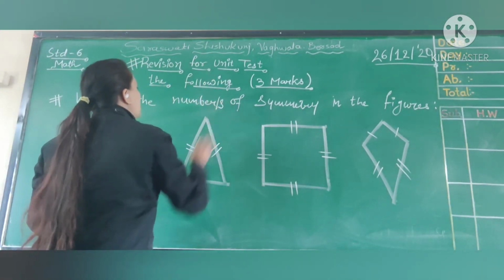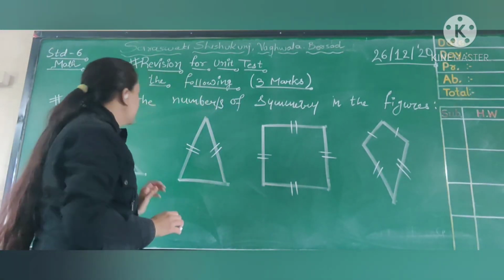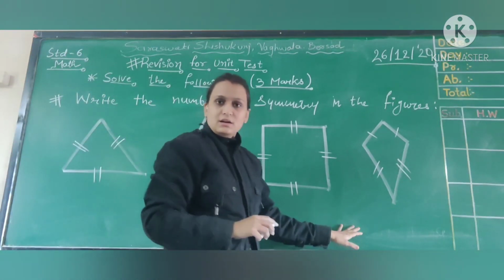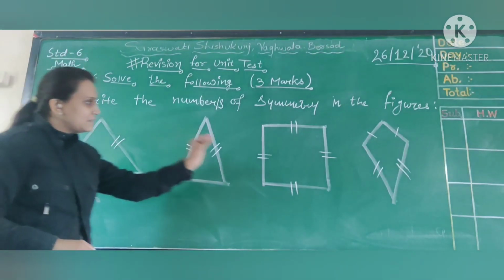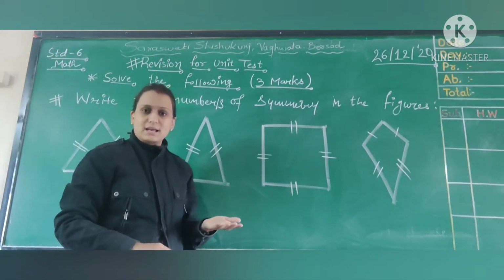Write the numbers of lines of symmetry in the figure. It means how many lines of symmetry we can draw in different figures. See here, different figures are given, and marks are given. From the marks you can identify how many sides are equal.